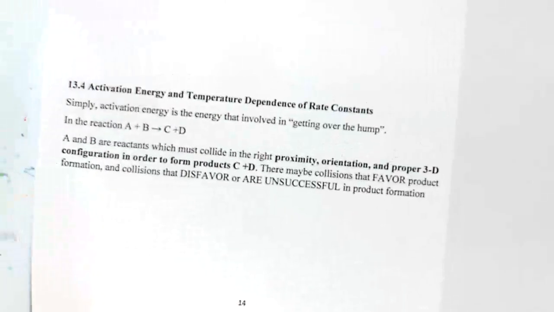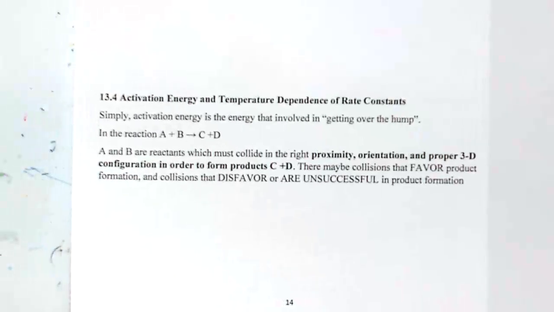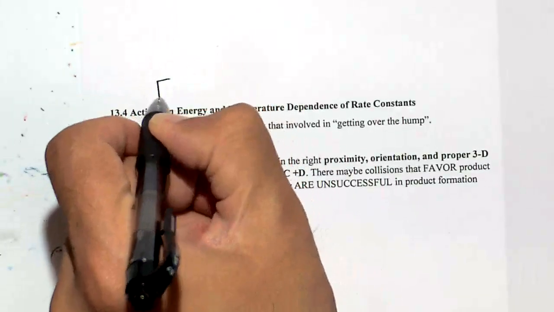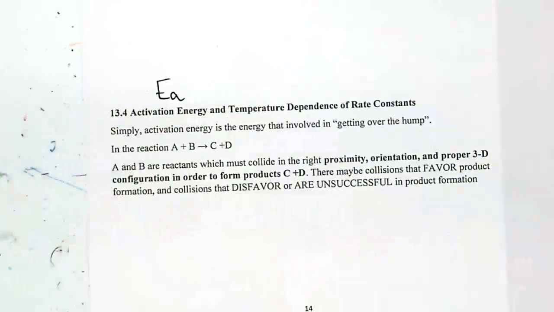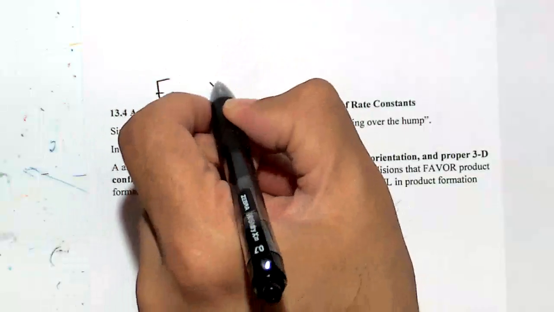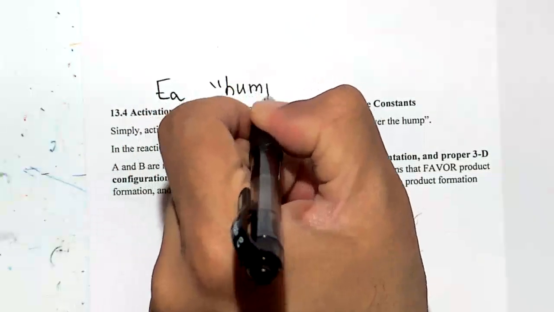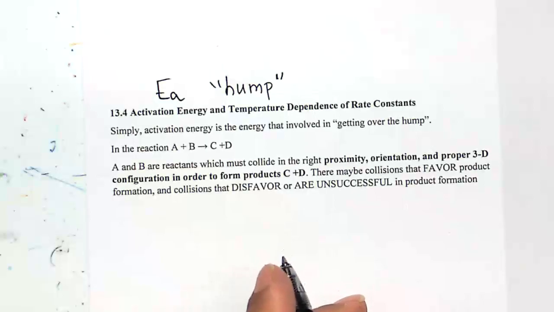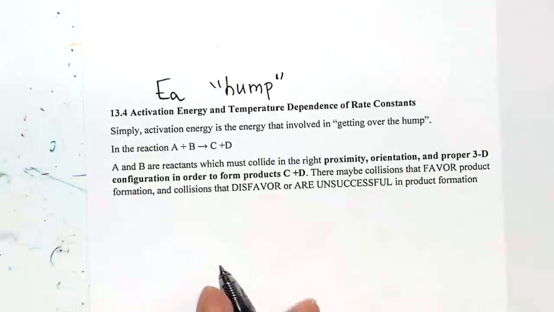Now let me tell you something about activation energy. Totally different topic here. Activation energy is Ea. This is a hump. Let me explain it to you this way.